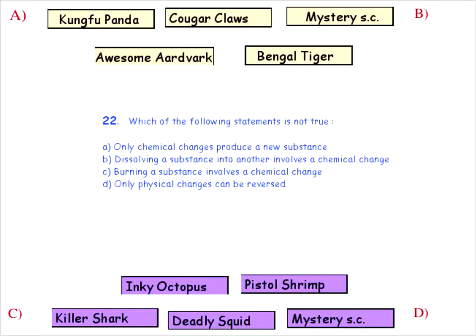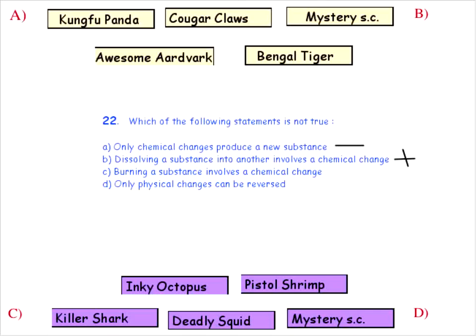Which of the following statements is not true? Only chemical changes produce a new substance. Well, that is true. Dissolving a substance into another involves a chemical change. No, it doesn't. Dissolving is a physical change. It can be reversed. If you dissolve something, you can get it back again.